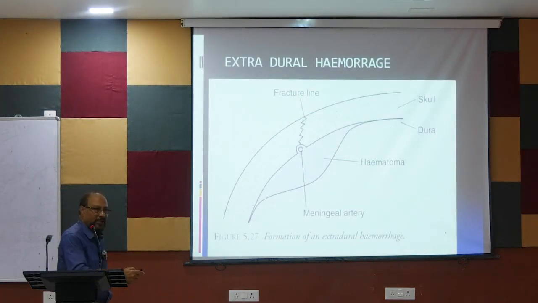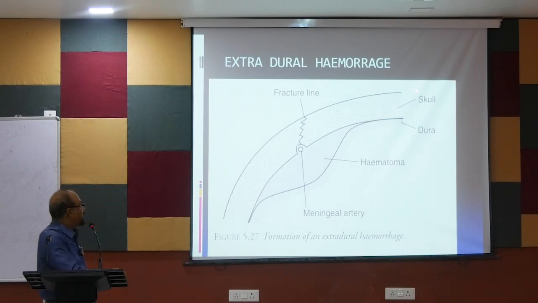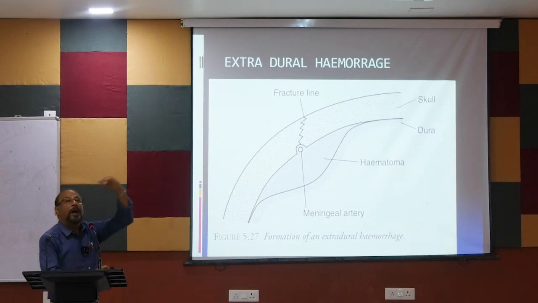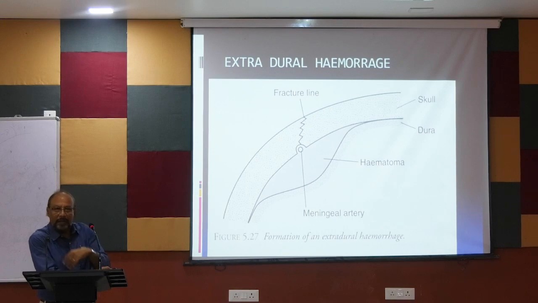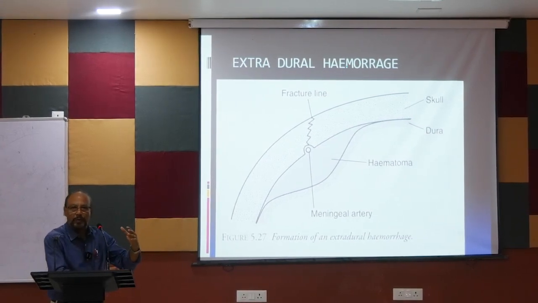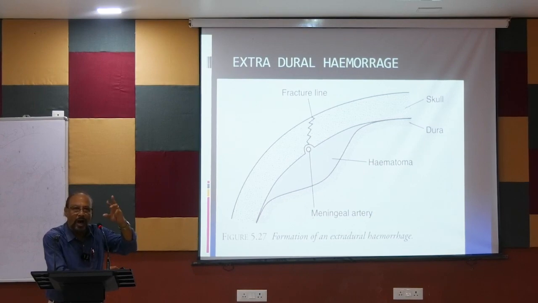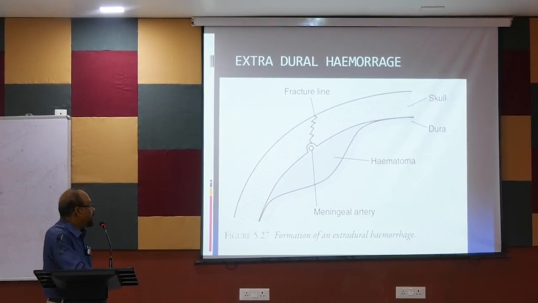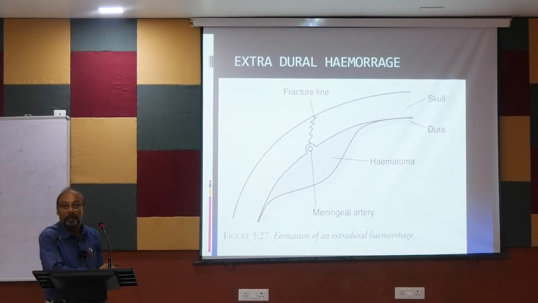Then again you see these things. So how is this? Skull. Then dura. So dura is above the skull and below the arachnoid mater. Above dura, or rather between the skull and dura, is the epidural space. Then between the dura and the arachnoid is subdural.